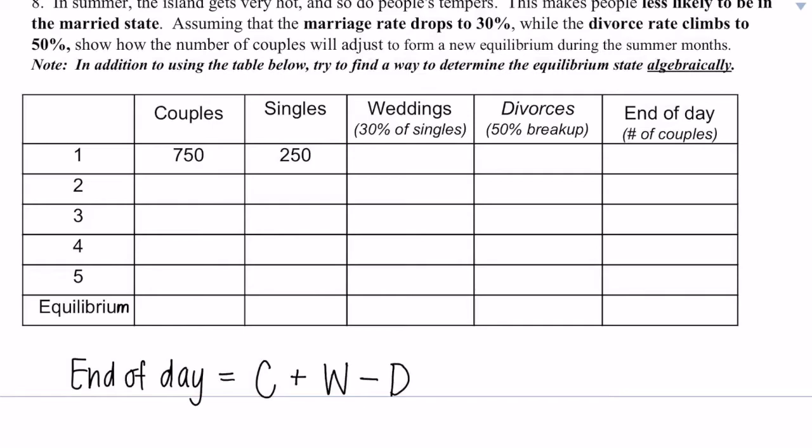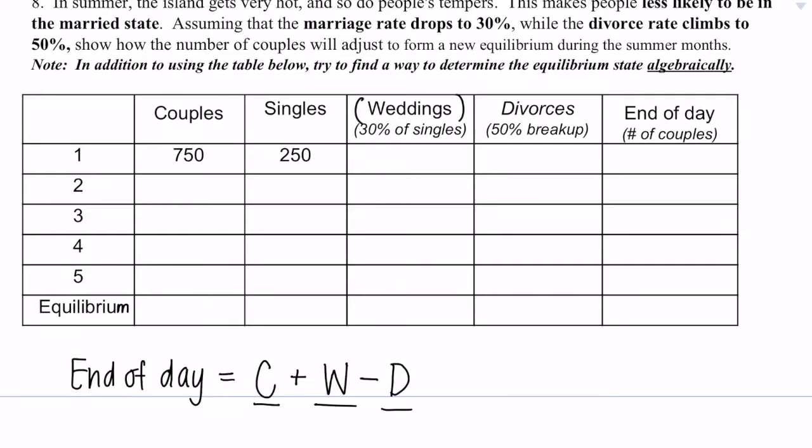So in the previous one, in number 3, the equilibrium ended up at 750 couples at the end of the day and the start of the day, and that was our equilibrium. So now we're going to see how the equilibrium changes with this change in rate of weddings and divorces. To calculate the end of day number of couples, we take the original amount of couples at the start of the day, plus the weddings that day, minus the divorces that day. So we'll start with the first one.